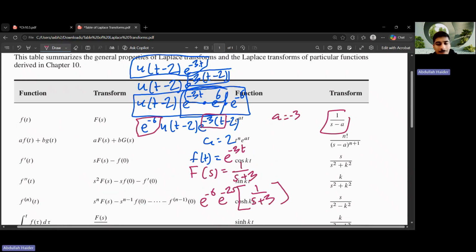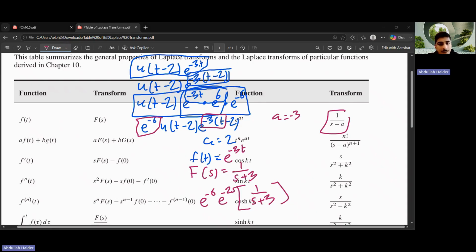So I'll have a short recap. We had u(t-2) e^(-3t), and we substitute t-2 here to have something which is related to t-2 because our a is 2. And we get e^(-3t) multiplied by e^6, and you have to multiply by e^(-6) to cancel this out. But in reality, you don't cancel it out. You take the e^(-6) outside, and you have e^(-3(t-2)), a is 2, and your f(t) is basically e^(-3t). This is what you get.